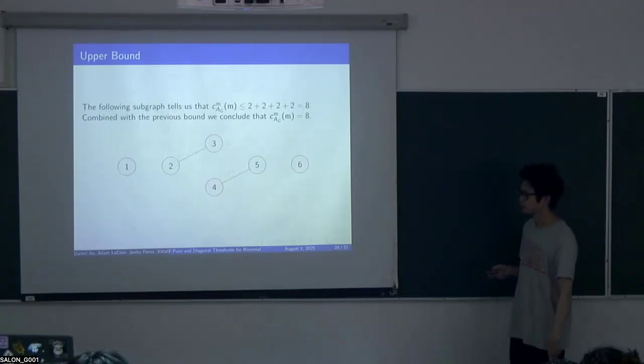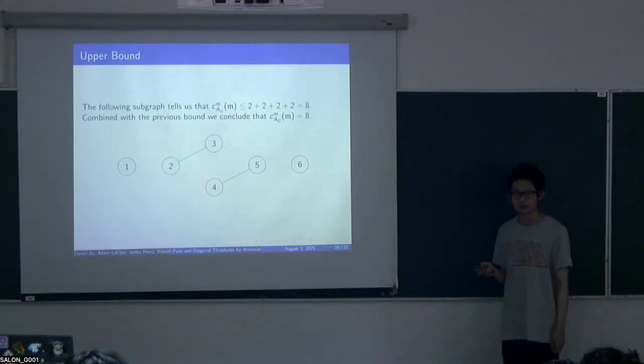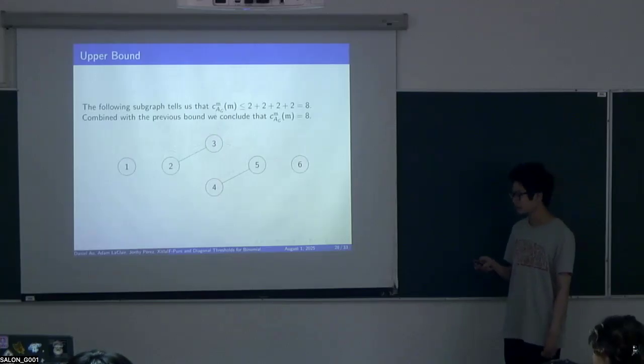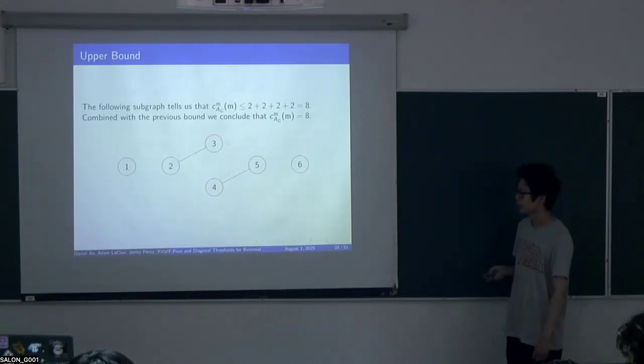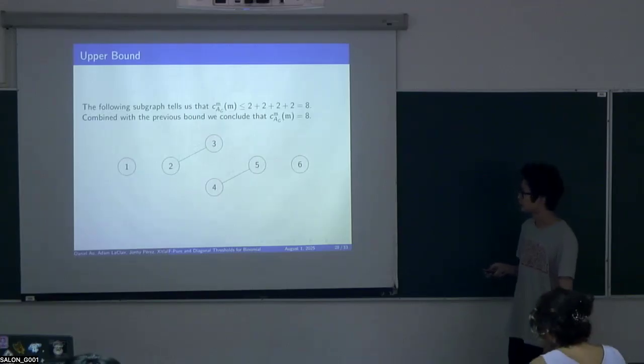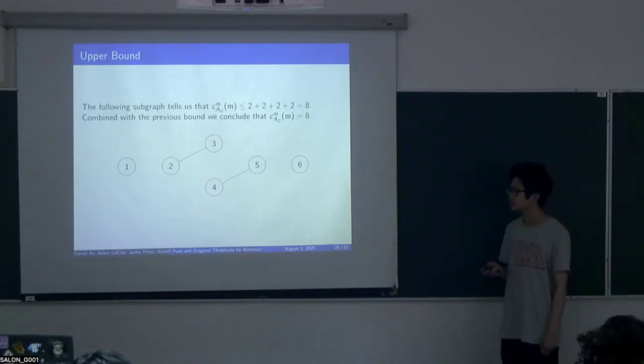So this method actually works for lots of graphs G, but unfortunately it does fail for some graphs such as cycles with an odd number of vertices. But fortunately, we do have another method for computing diagonal thresholds, which works for any graph. And this method relies on the minimal prime decomposition of J.